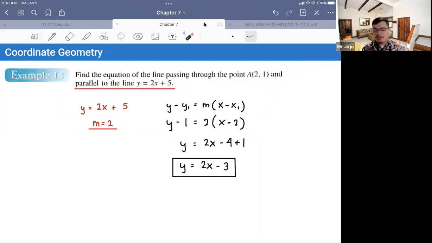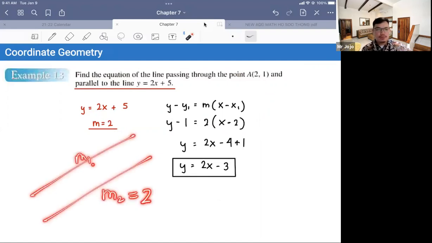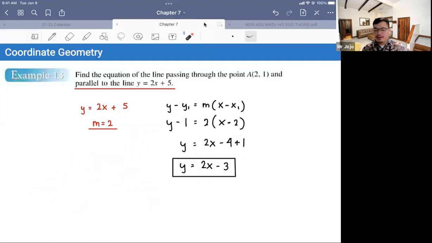Again, when two lines are parallel, their gradients are the same. So if the gradient of line 2 is 2, that means the gradient of line 1 is also 2, if the lines are parallel to each other. Okay, let's have another example.